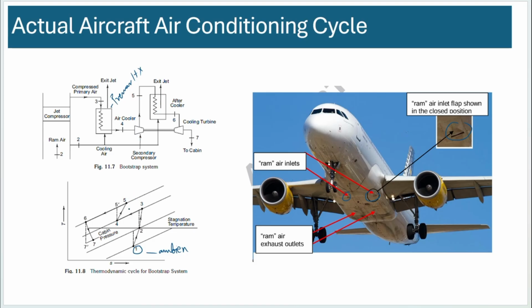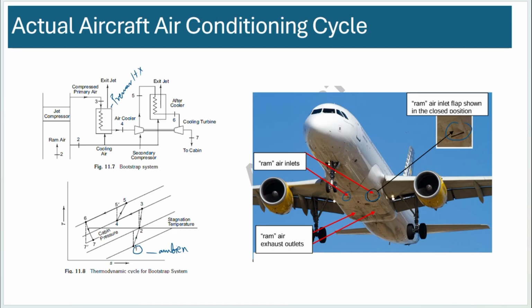Pressurized again. And then it goes to another heat exchanger where it's cooled down, the secondary heat exchanger, before it goes to the turbine. And in the turbine, it cools down to a really low temperature at 7. Now, this air is mixed with high temperature, high pressure air to get the right pressure and temperature.